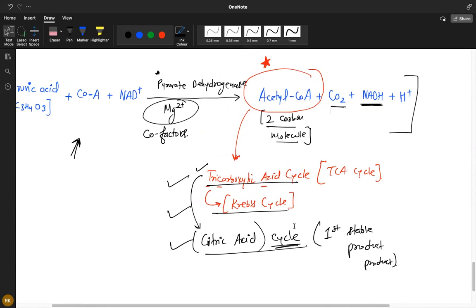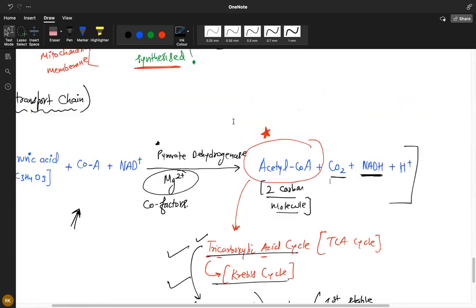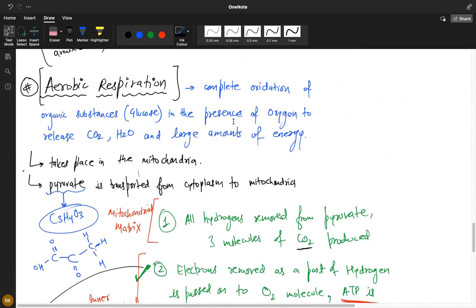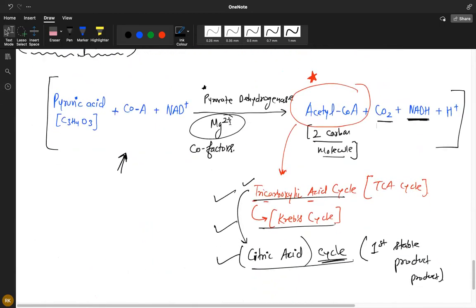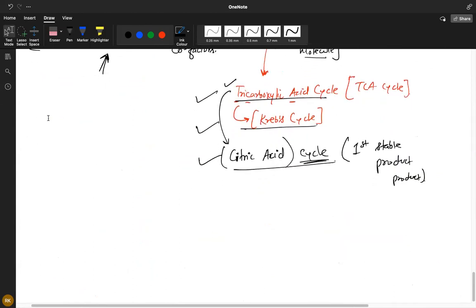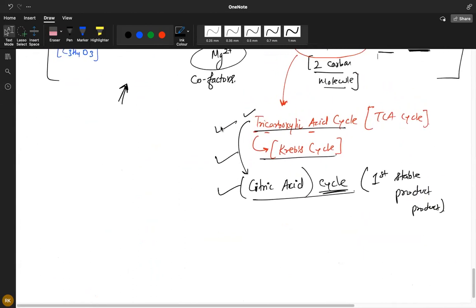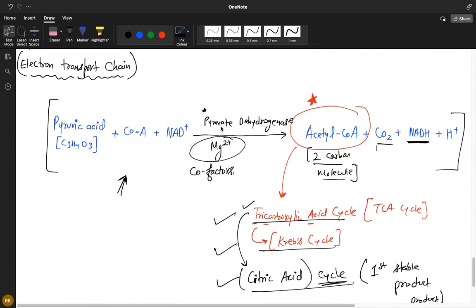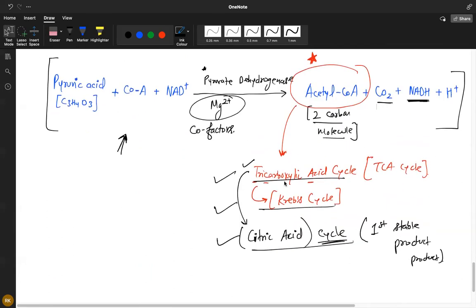Now, I told you in the last class, why is the cell doing all of this business? Because if you realize, no energy has been formed till now, right? We are just taking pyruvic acid and trying to do something with it. So today we will be starting with why we are doing all of this. Okay, so we will be doing TCA cycle and electron transport chain.